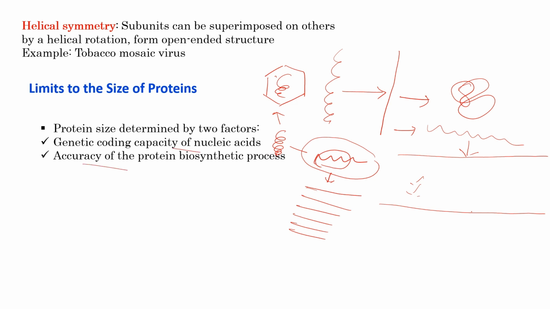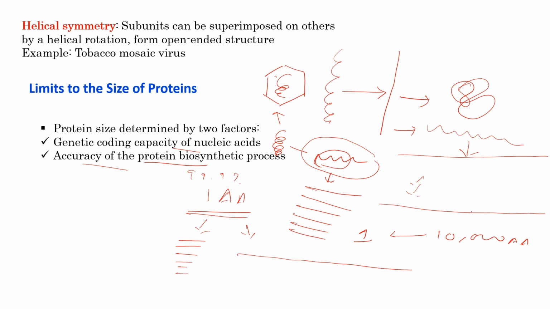Now, second is the accuracy of the protein biosynthesis process. Though the process is very accurate, and the damage rate of protein biosynthesis, that is the translation process, is very low, it is 99.9% accurate, still there can be a change in one amino acid. Consider a protein made up of multiple small subunits versus a protein made up of a single large polypeptide subunit. In the single large polypeptide, if even one amino acid is damaged, it is very prominent and it will affect the function.